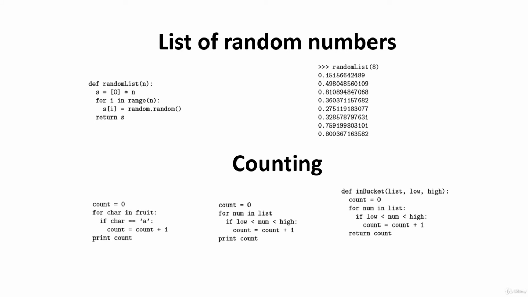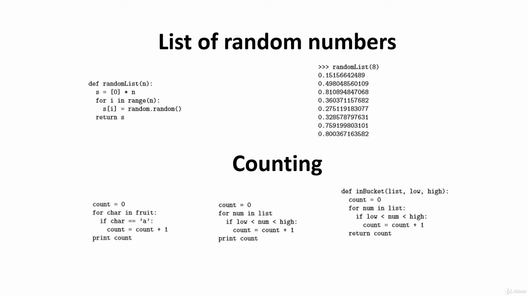Today we will discuss lists of random numbers, counting, and other things. First we will discuss lists of random numbers. The first step is to generate a list of random values. The function takes an integer parameter and returns a list of random numbers with the given length.